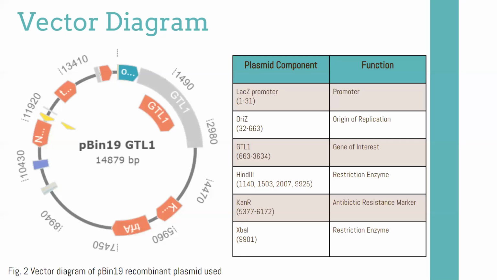Okay. So this is our vector diagram. It is made from the PBIN19 plasmid mentioned earlier in the method section of the presentation. And the GTL1 gene, the coding sequence, is the orange part that is under the larger gray insertion of the vector diagram. And the HIN3 is, as you can see on the table, the restriction enzyme that we used. So is the XBA1, and other important enzyme markers are also on this function table.